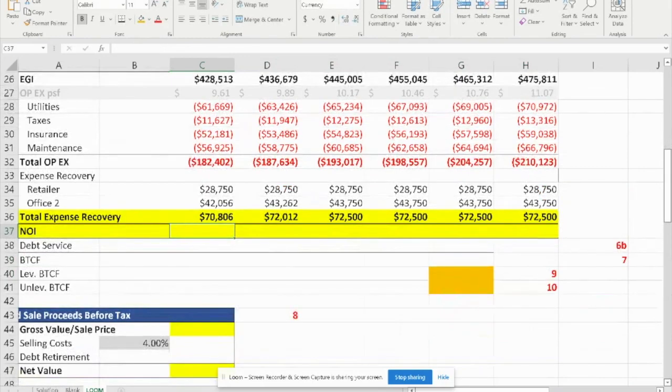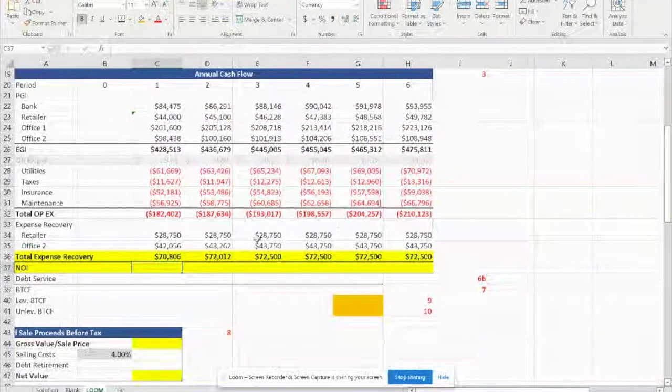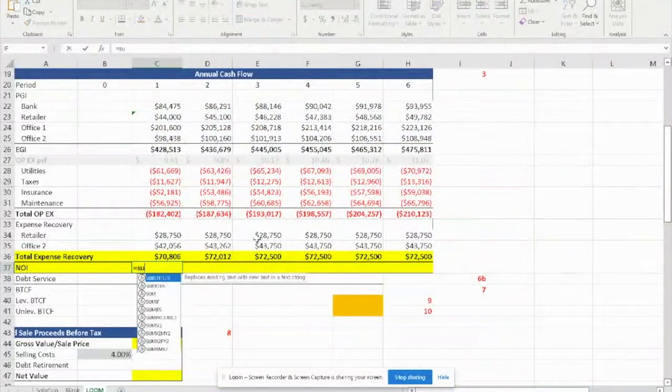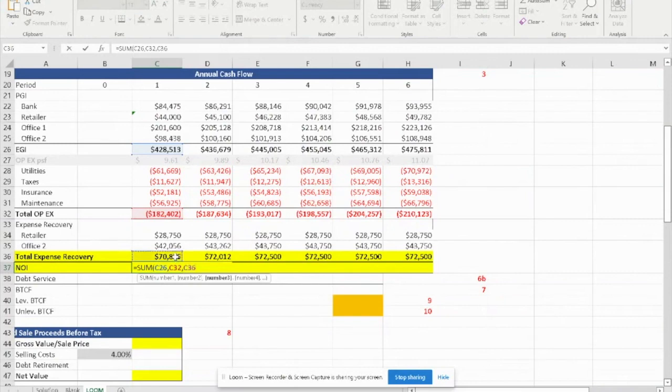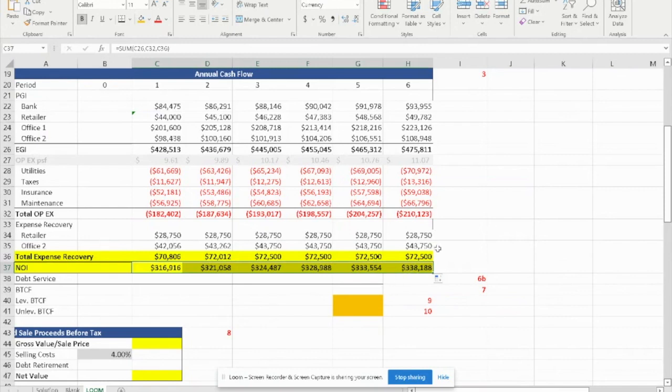Now the NOI is calculated using a similar sum function: equals sum of the EGI, comma, the total OPEX, comma, and how much you're recovering, which is the $70,000 for year one. If you close the parentheses, you should have $316,000 for year one. If you drag it across, you should end year 6 with a total NOI of $338,000.